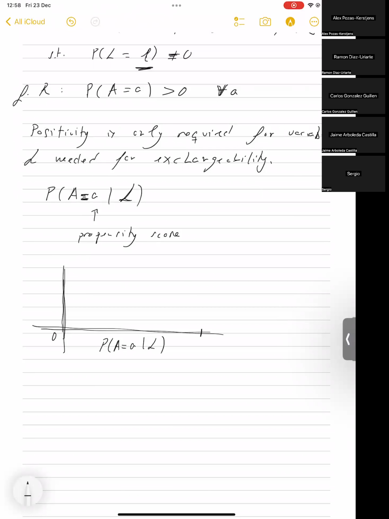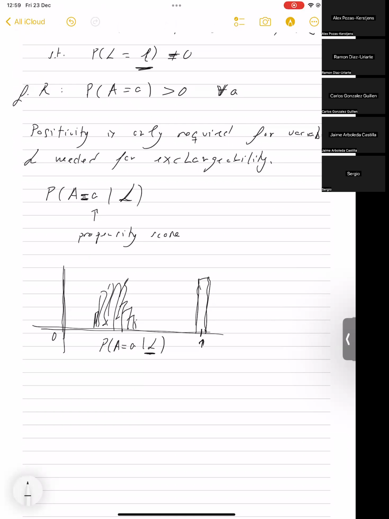If this is 0 and this is 1, what you want to get in order to guarantee that positivity holds is a histogram that is somehow in the middle, but is not reaching 0 and not reaching 1. If you have something different, that means that there is a set of values L such that you can perfectly predict that the probability of receiving treatment A was exactly 1. Then positivity doesn't hold, because there is a combination of L values such that the probability of treatment A is 1.